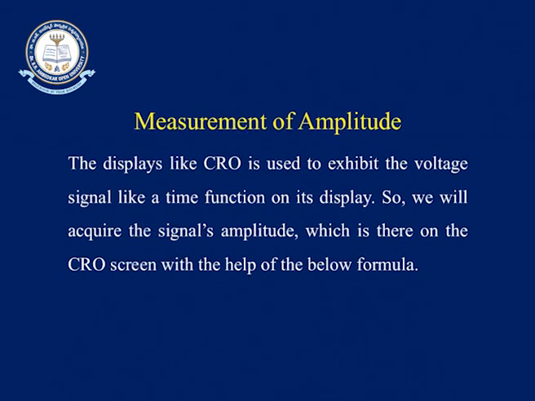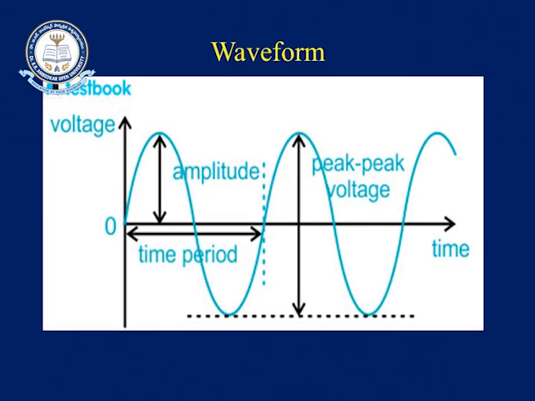Amplitude means your observation starts with the waveform. This is the wave. This is the amplitude, this is the time period, and this is the voltage. So here is the measurement of the amplitude, time period and the frequency.